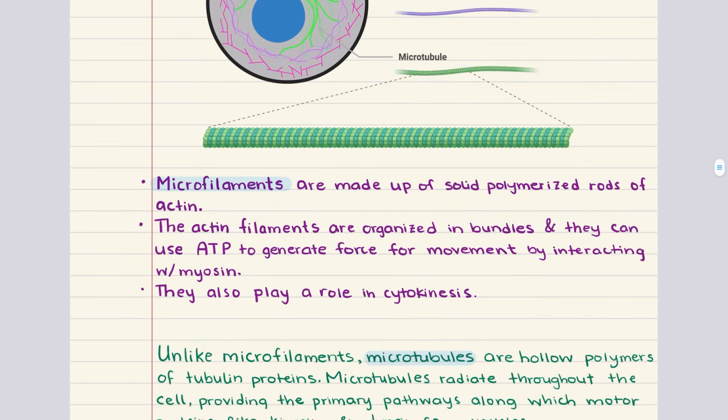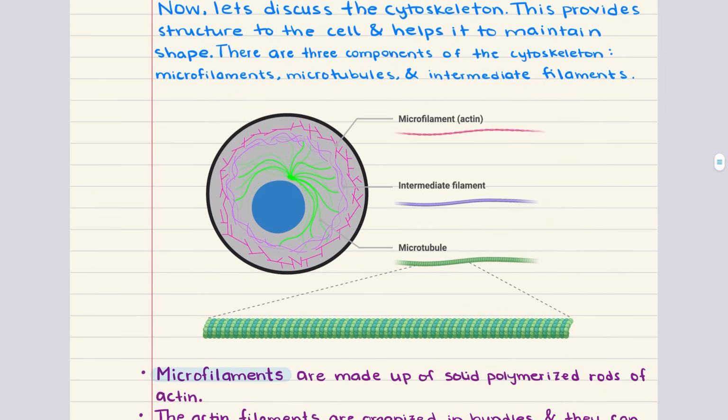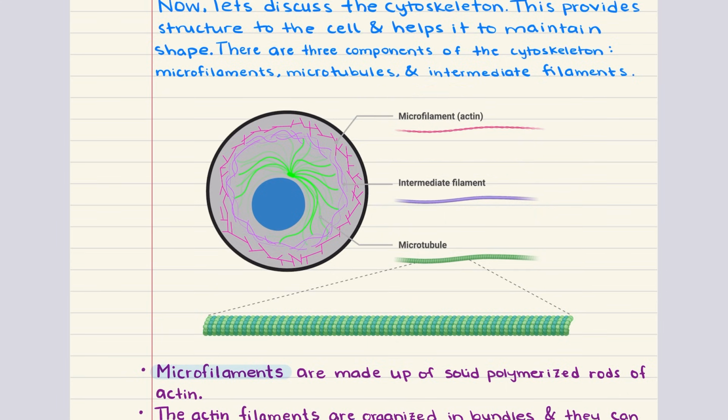We'll start with microfilaments. These are the thinnest filaments in the cytoskeleton, and they're made of a protein called actin. The actin molecules are polymerized into solid rods, which are usually arranged in tight bundles just beneath the cell membrane. These filaments help the cell keep its shape by resisting external pressure or compression.